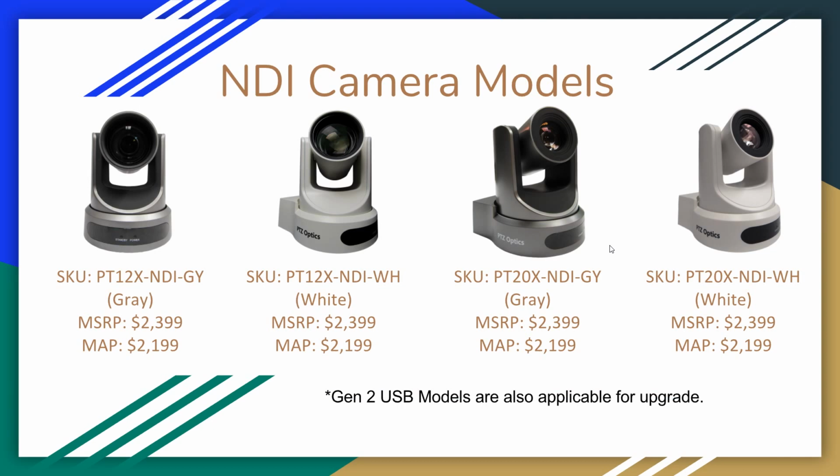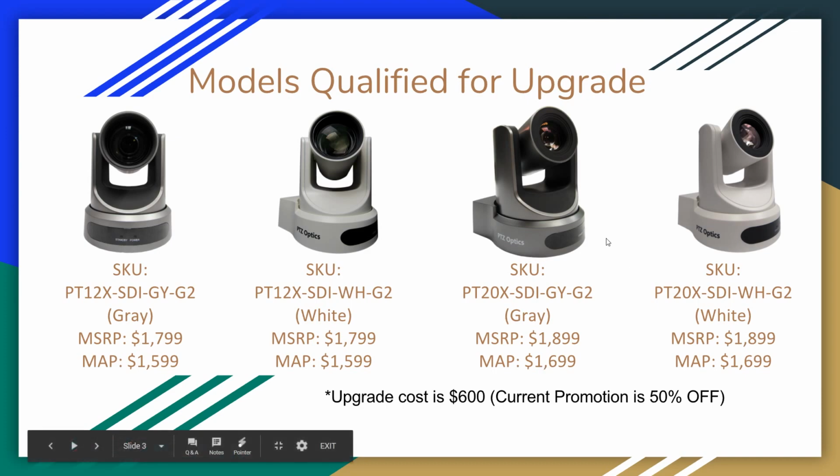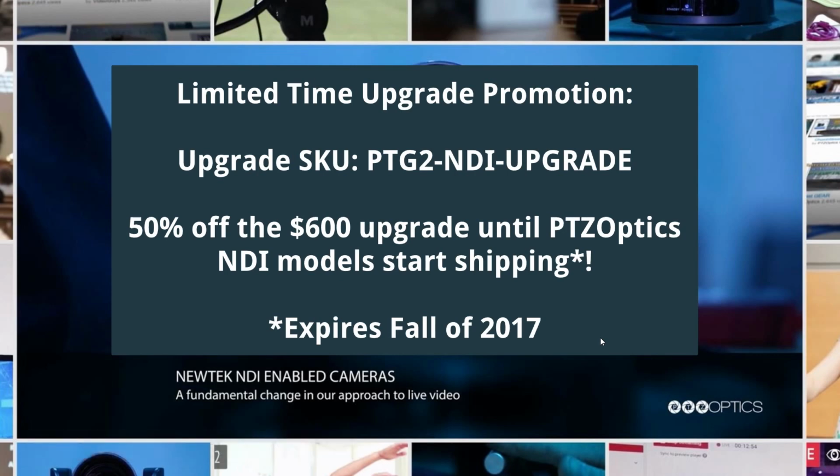So at a certain point, we will start shipping NDI cameras that will have the firmware already on them. But I already see Tim Murkowski here saying, is it available as a firmware upgrade? Yes, it is. In fact, it will be cheaper to buy a camera today and get the $300 firmware upgrade, which is 50% off what it will cost when the shipment announcement is made in the fall for these models. So currently, there's a limited time promotion upgrade. This is the SKU. It's 50% off $600 until they're shipping sometime in the fall.